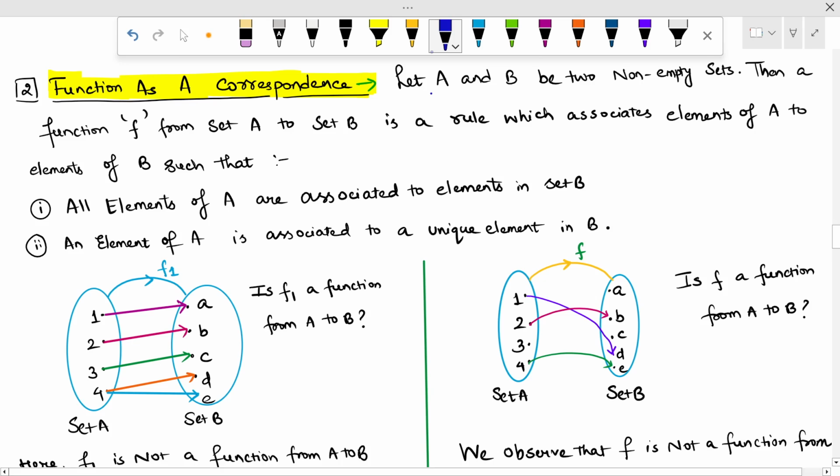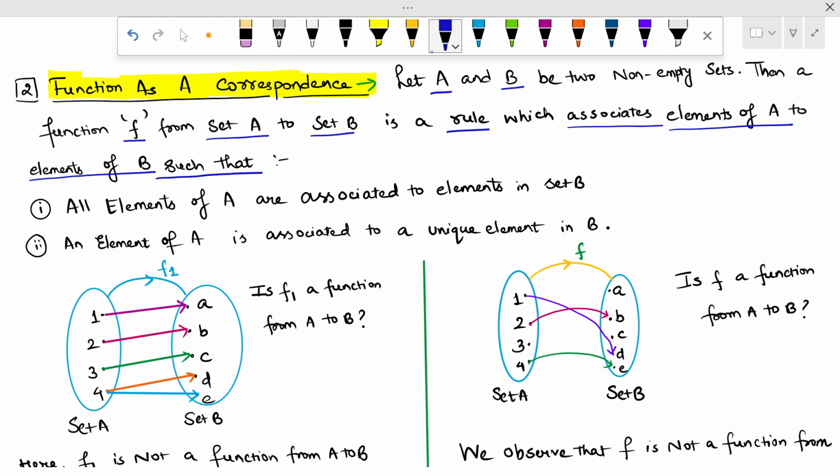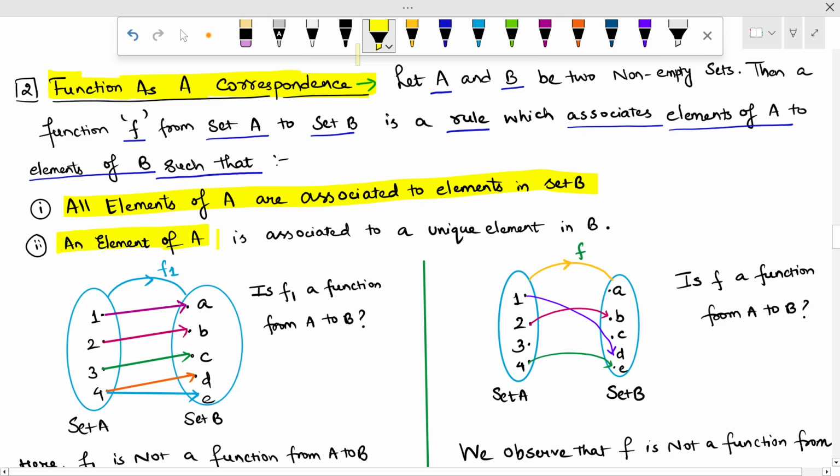Consider two non-empty sets A and B. Then a function f from set A to set B is a rule which associates the elements of A to the elements of B such that it satisfies two conditions. The first condition is that all the elements of A are associated to the elements of B. And the second condition is that an element of A is associated to a unique element in B.